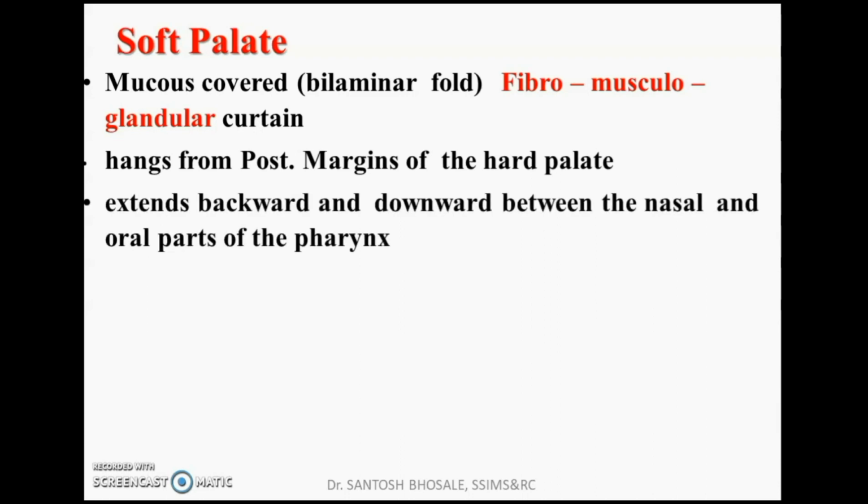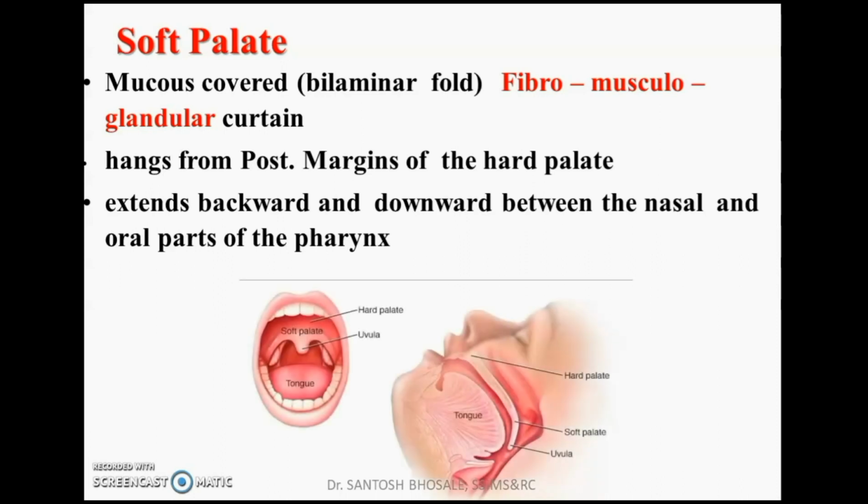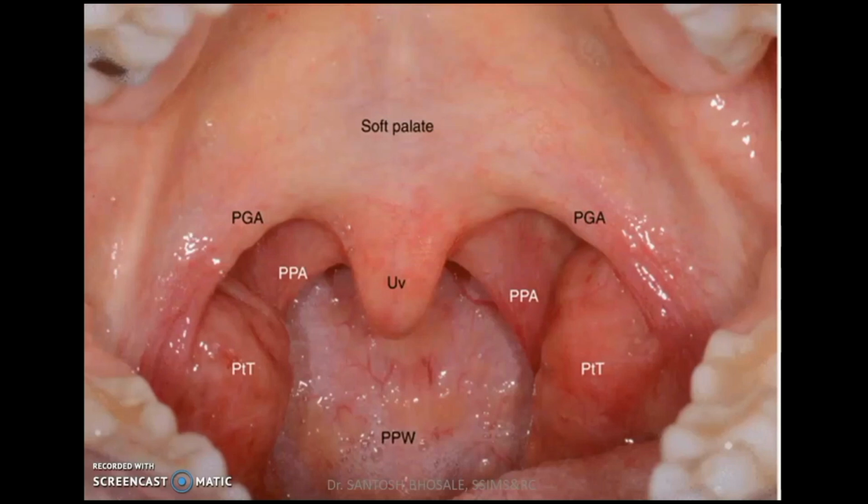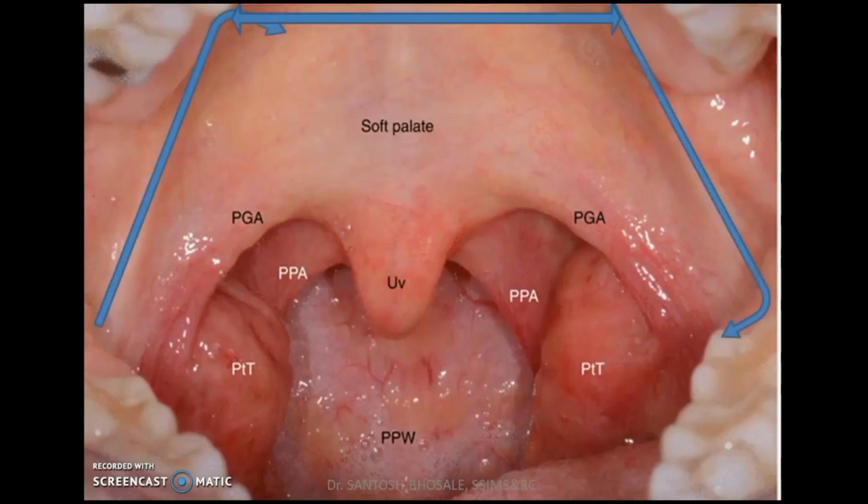It extends backwards and downwards, separating the nasopharynx from the oropharynx that we have discussed in the pharynx. Please go and refer to the previous video on the anatomy of pharynx. And you can see there the soft palate is visible with the midline projection called the uvula. And this soft palate is roughly quadrilateral. You are seeing the oral side here because it forms the partition between the oral cavity and oropharynx also.